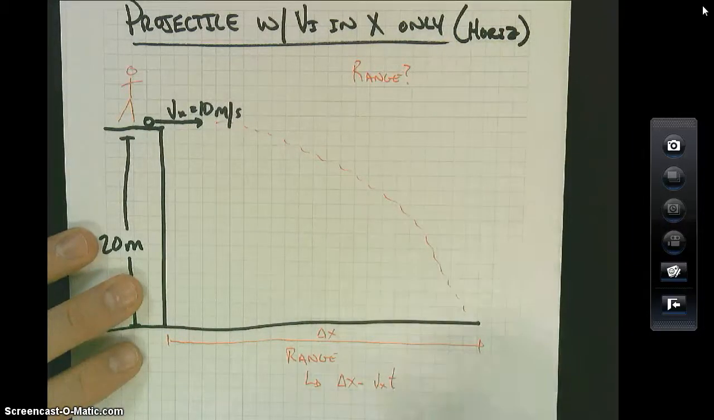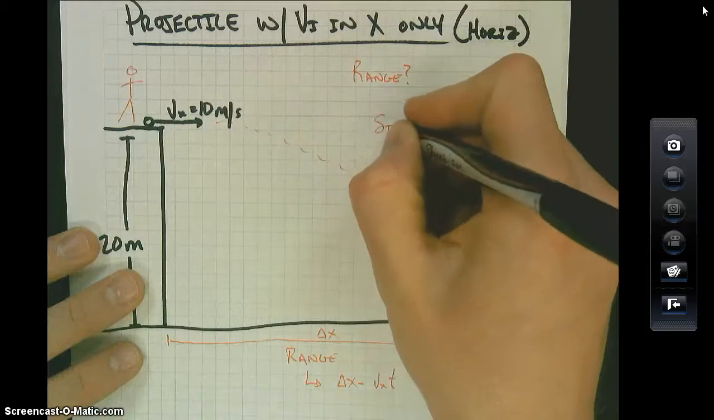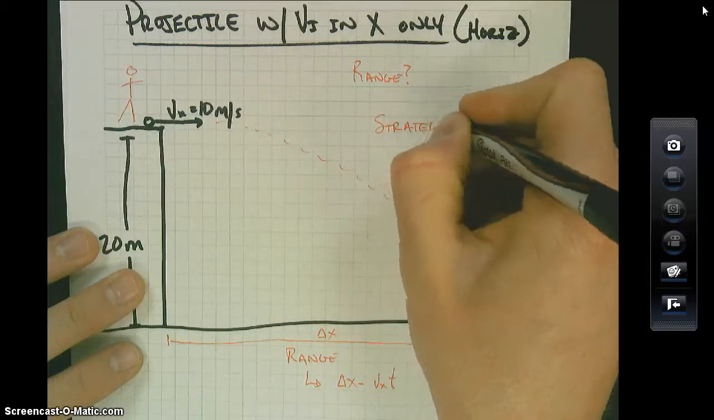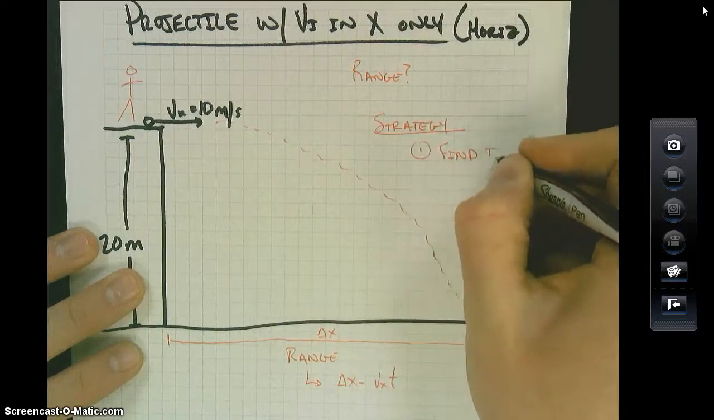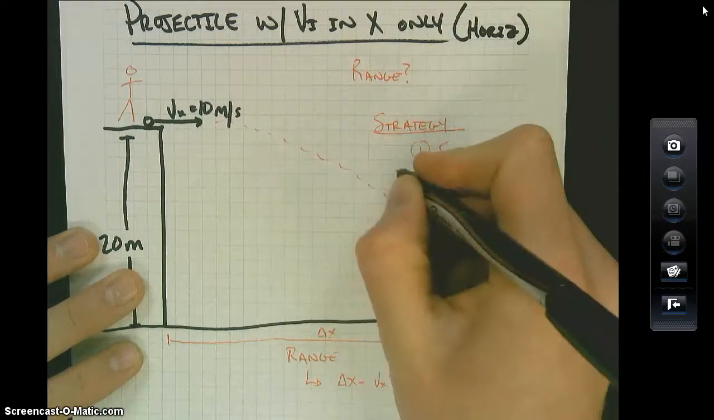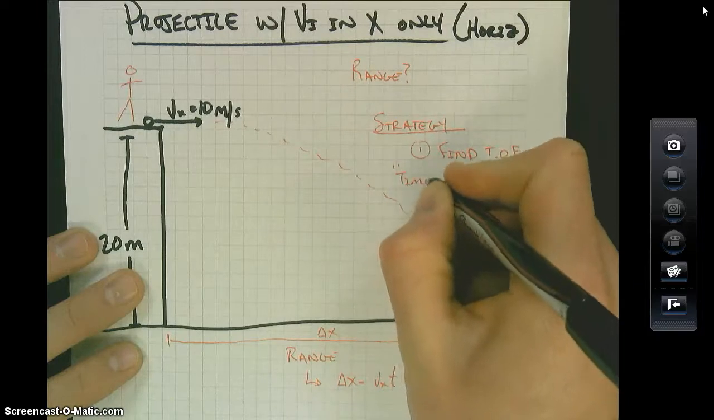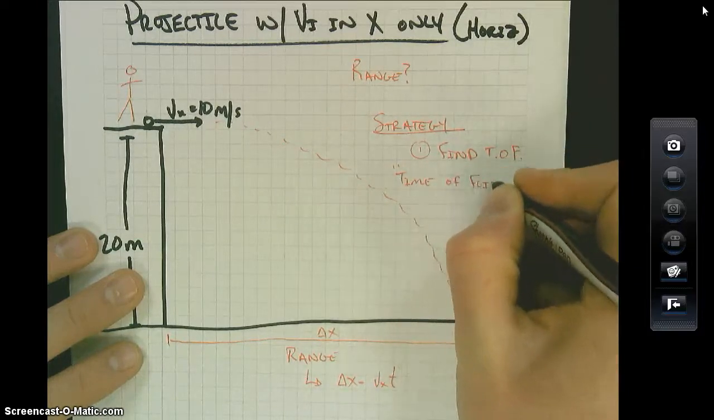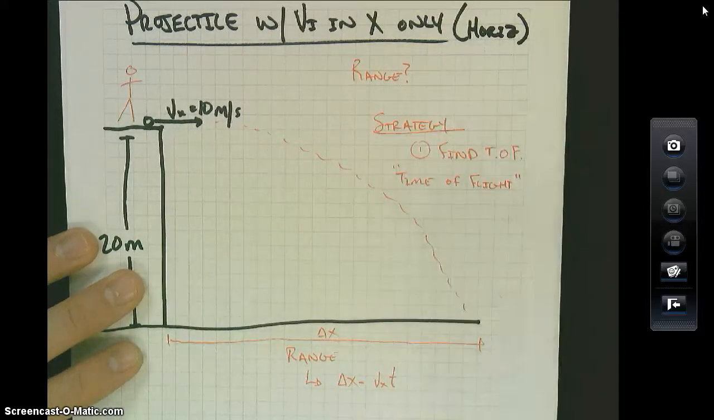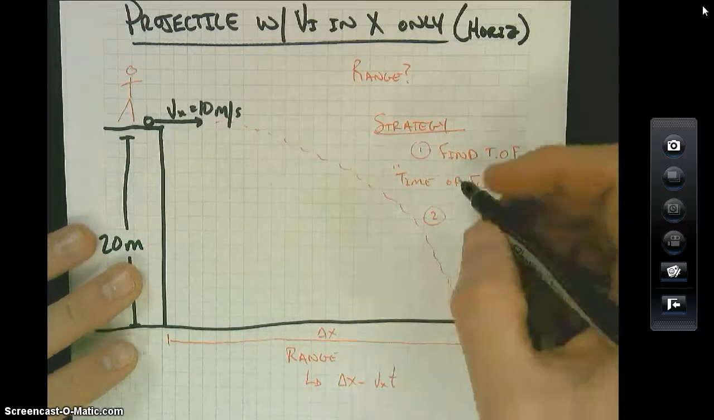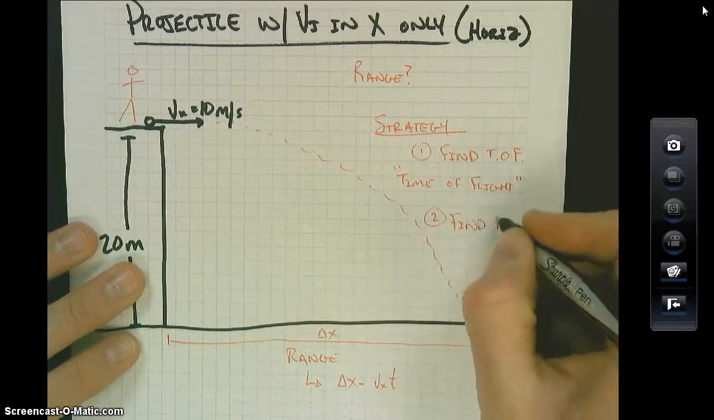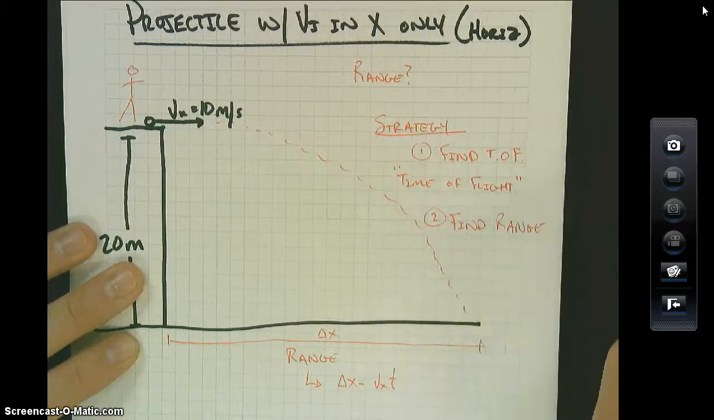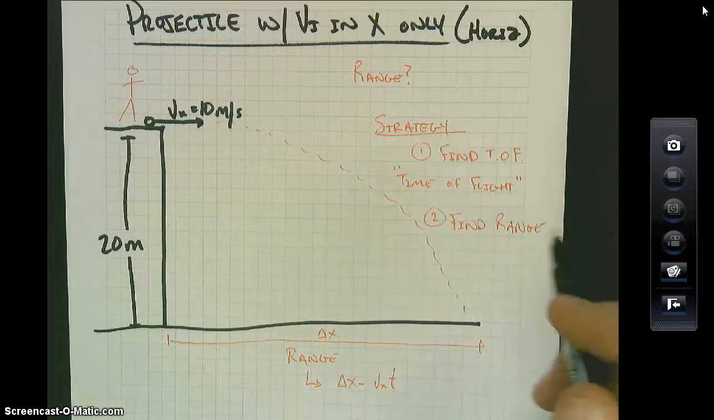Typically speaking, the strategy when solving these is to first find TOF. TOF stands for time of flight. Once you can find the time of flight, after that you can solve for any other piece. In this case it would be to find our range. So this is x, this is y.